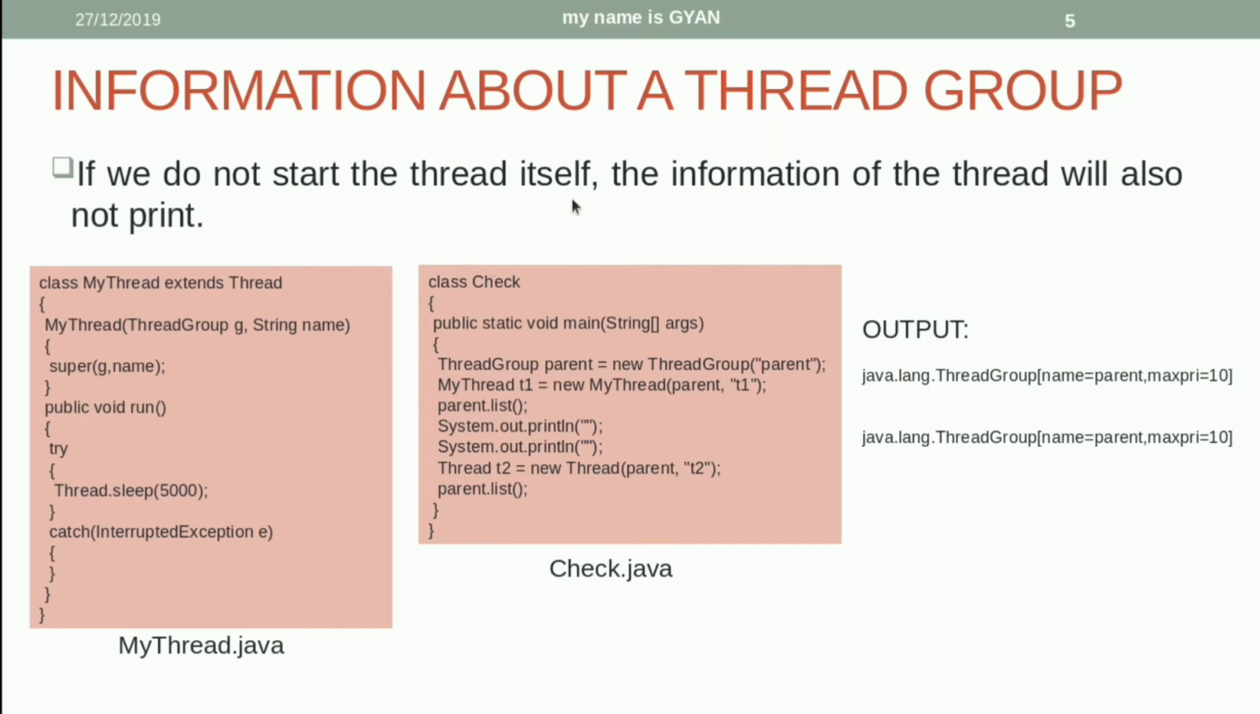If you do not start the thread itself, the information about that thread will also not be printed. You can check here, we have not started any thread. We have not started the thread T1 and we have not started the thread T2. Therefore, information about those two threads are not printed in the output.